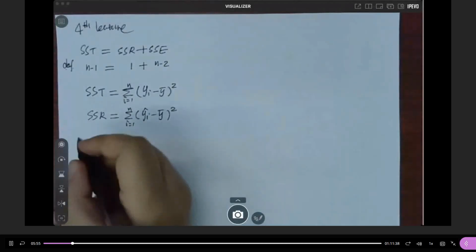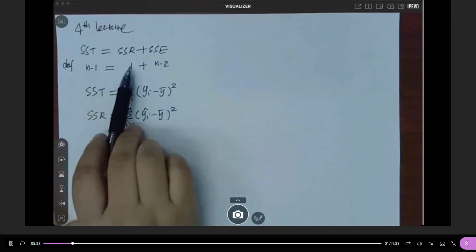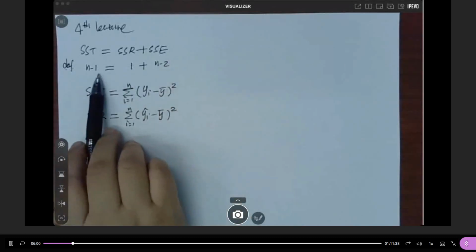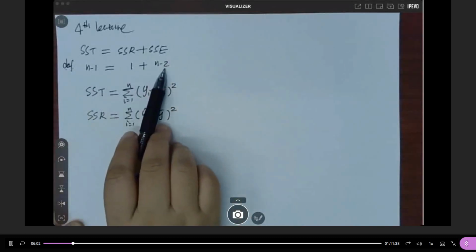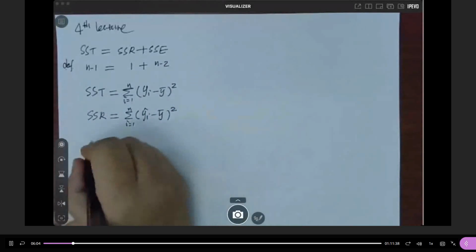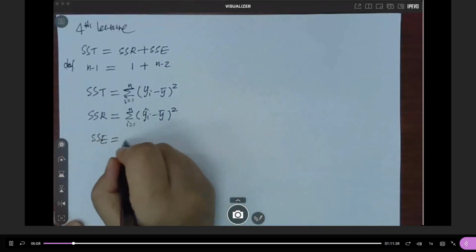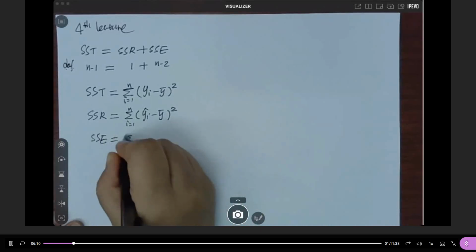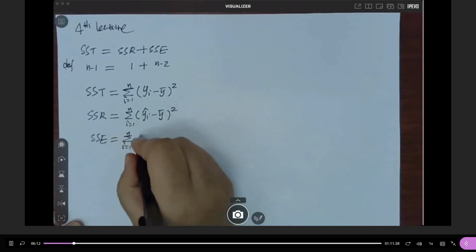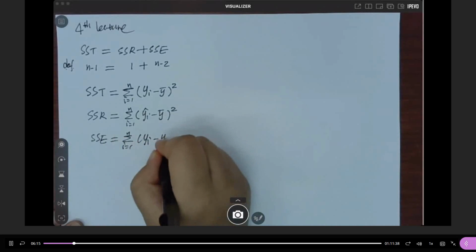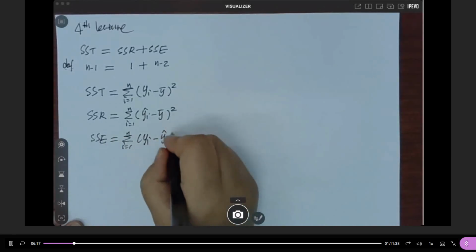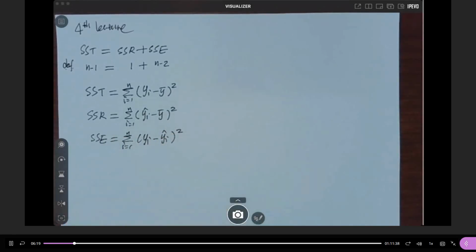All right. Now similarly, of course, once you figure out these two, for this one you can just use n minus 1 to arrive at n minus 2. However, just by looking at SSE alone, you should be able to figure out what the degrees of freedom are. This is a summation of yi minus y hat squared.